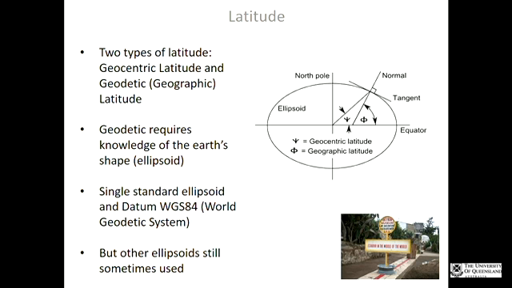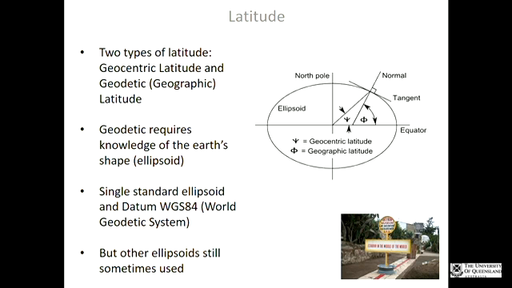Okay, so there are two types of latitude that we can calculate, just to complicate things a little bit. And this is where the shape of the Earth matters. There's the geocentric latitude and the geodetic latitude. For one of them the shape of the Earth matters, and for one it doesn't. The geodetic latitude requires knowledge of the Earth's shape, the ellipsoid, and uses this information about the World Geodetic System datum. So let's look at what they are.